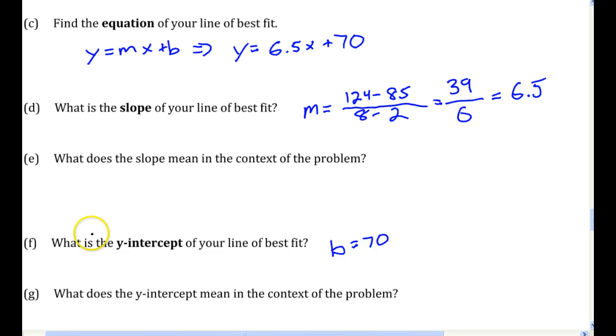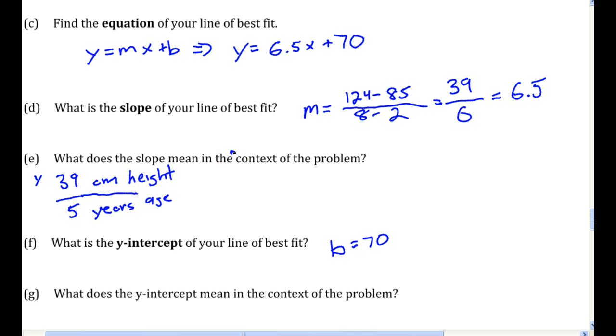Okay. What does our slope mean in the context of this problem? Okay, so it's always good to look at the units. So you could say, okay, if you want to do the fraction, that 39 over 6, the units for the y were centimeters, or height, centimeters in height, and the units for the x were years for their age.